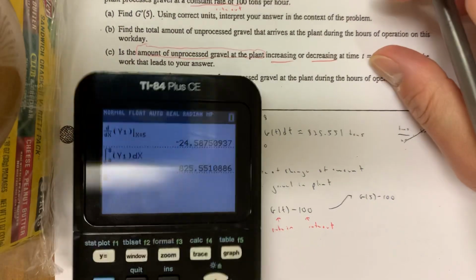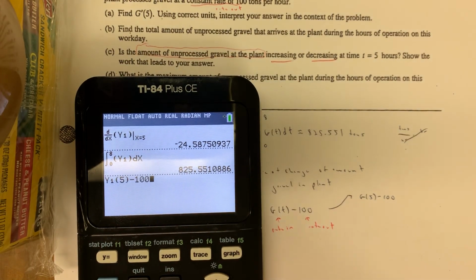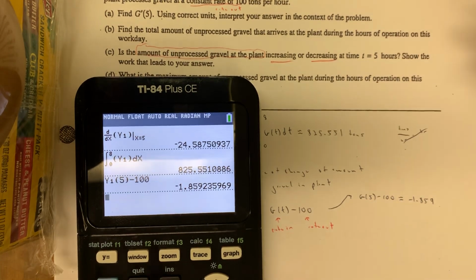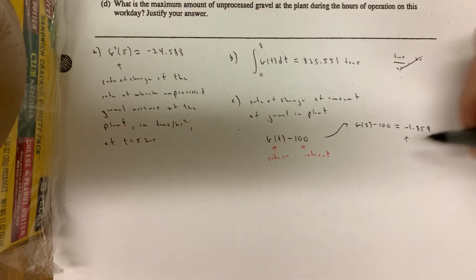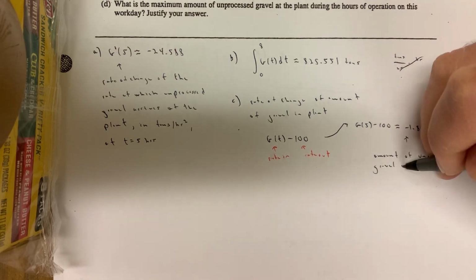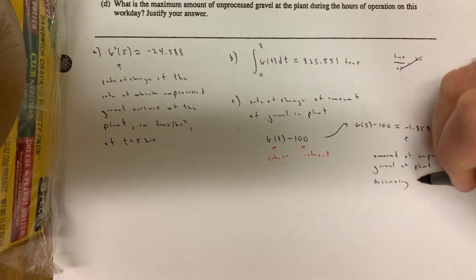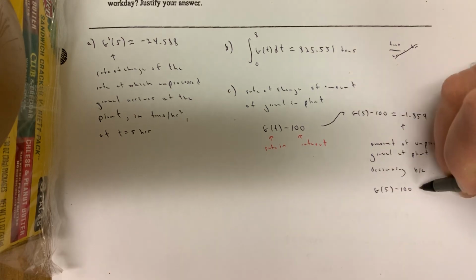So g of 5 minus 100 in our calculator. We'll have to type y1 of 5 minus 100. Okay, and I get approximately negative 1.859. And this right here is going to tell me the amount of unprocessed gravel at the plant is actually decreasing, because its rate of change is negative, and that's g of 5 minus 100 less than 0.